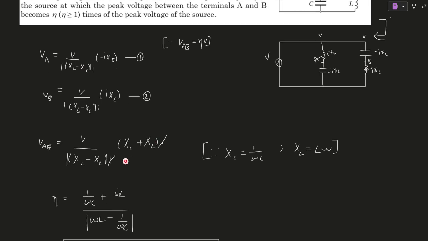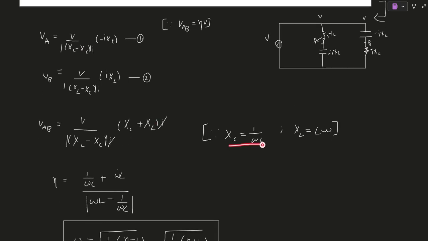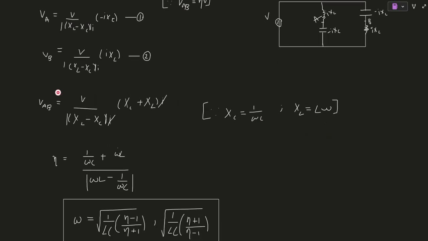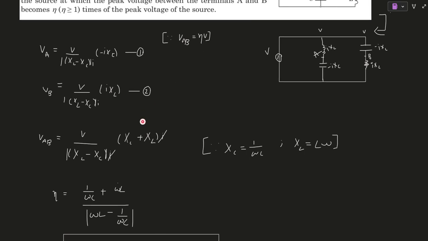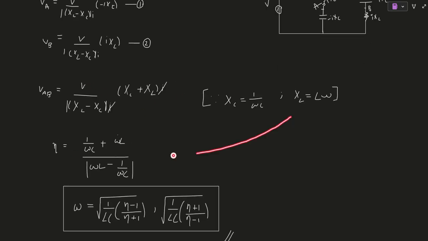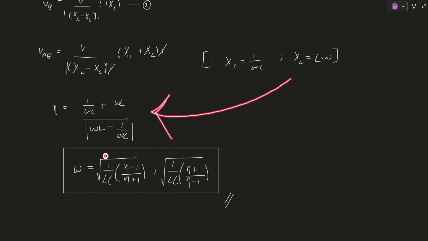VAB equals V times mod of XL minus XC into (i into XL plus XC into i). Here the i terms get cancelled. As we know, XC equals 1 by omega C and XL equals L omega. So here we take the ratio of both, VAB upon V. As we know, VAB upon V equals eta. So as we substitute the values here, we get two values by opening the mod with plus minus. So we get the value of angular frequency in terms of eta: 1 by root LC into root of (eta minus 1 by eta plus 1), comma, root of 1 by LC into (eta plus 1 upon eta minus 1).